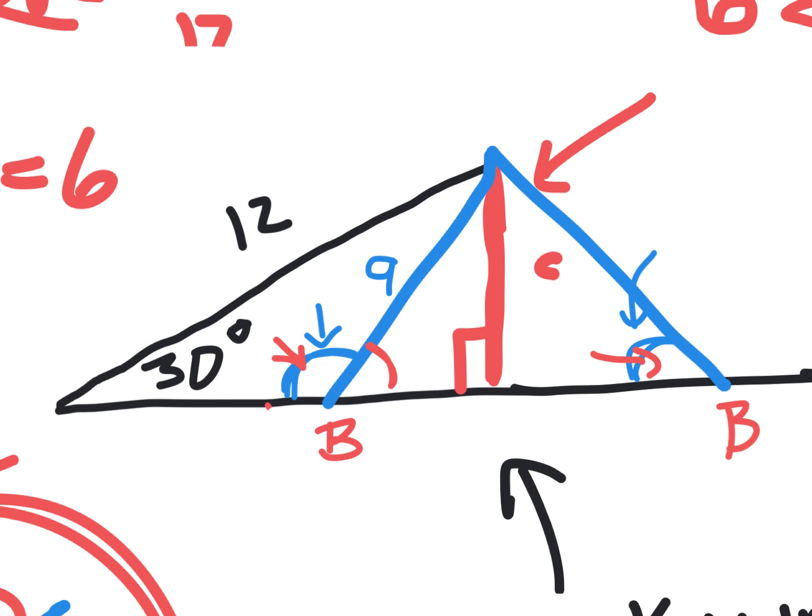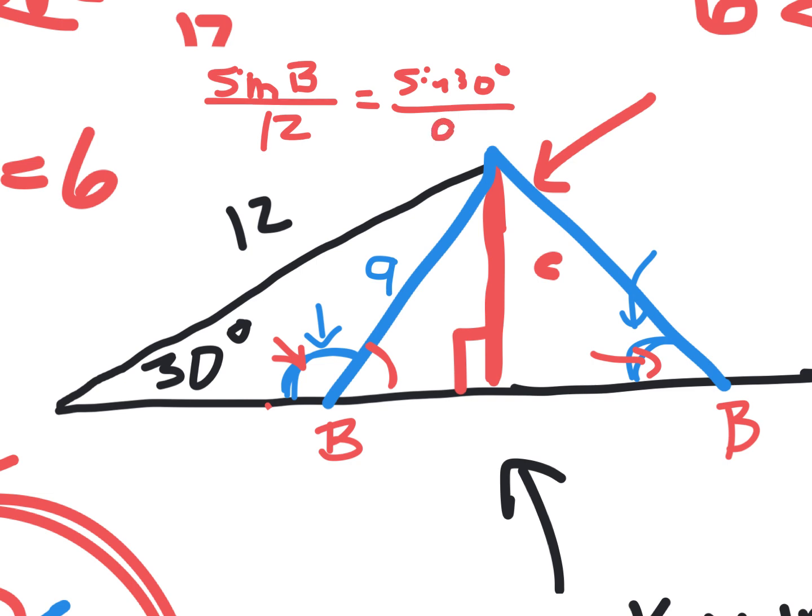So since I want B, I start with that and I go sine of big B. Pro tip, always put your variable on the top. It saves you a whole extra step of complicated equation stuff. Over 12 equals sine of C, which is 30. Oh, sine of 30 came up again. How many times did I say it would come up? Probably like 25. This is the third time sine of 30 has come up. I don't have to type it in my calculator because I have memorized it. So sine of 30 over 9.